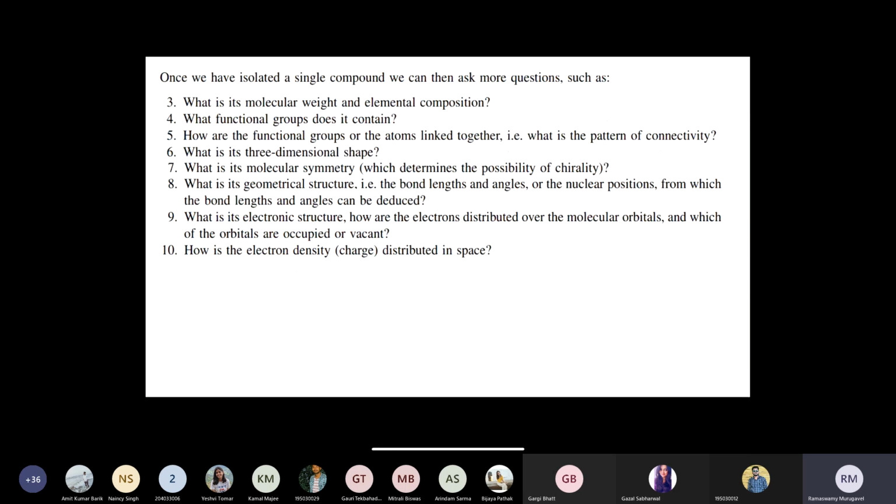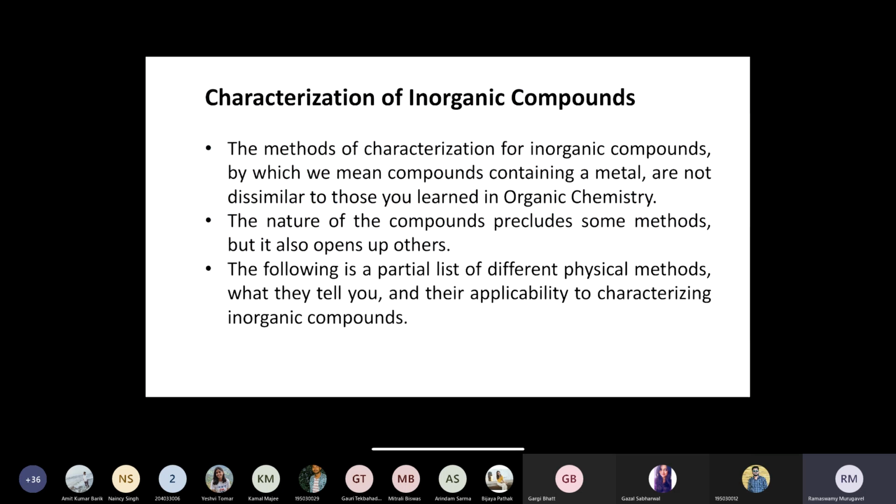The methods of characterization of inorganic compounds, by which we mean compounds containing a metal, are not very dissimilar to those you have learned in organic chemistry. The nature of the compound, of course, precludes some methods, but it also opens up other methods. The following slides are essentially a partial list of different physical methods, what they tell you, and their applicability in characterizing inorganic compounds.